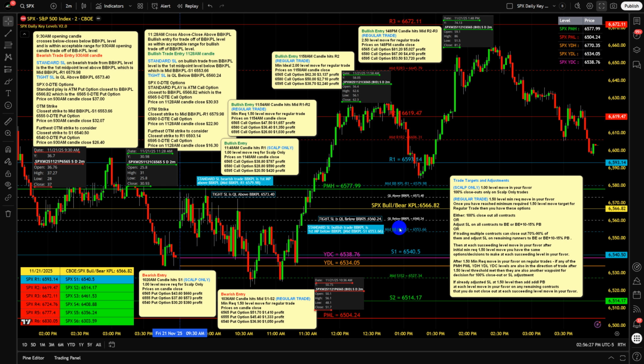Also, you'll see the main levels above are R1 through R6 and S1 through S6 below the bull bear KPL. I will show you a screenshot of all 6 levels now.